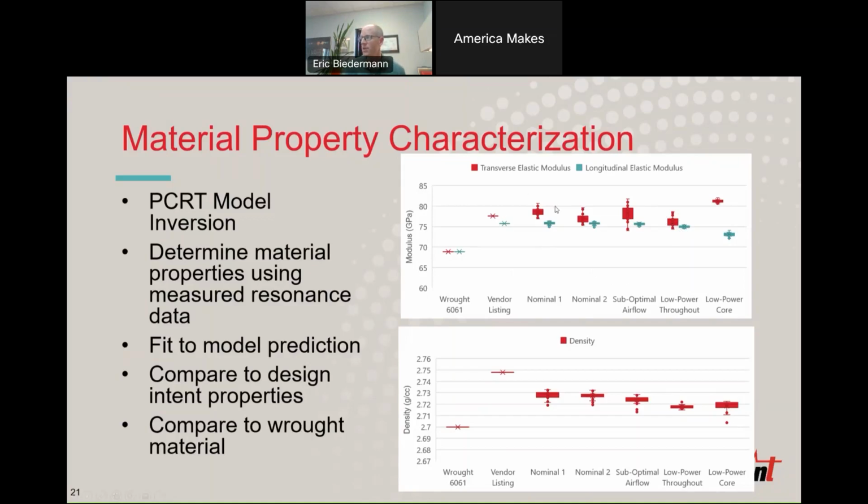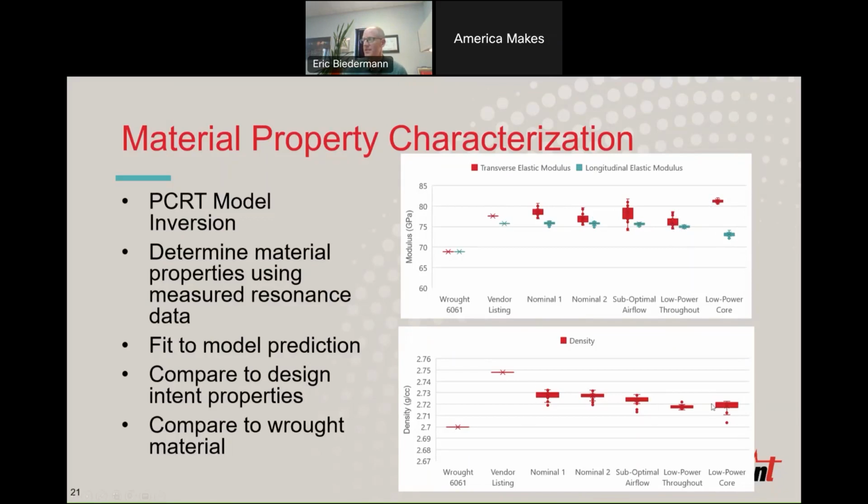And we see that the nominal components line up quite well with the material properties from the vendor's listed material properties. We see that when we introduce off-nominal processing, we see changes in those material properties like you'd expect. There's more variation within the population, so less consistency for the suboptimal airflow. When the laser power is reduced throughout the part, the average for that population goes down relative to nominal. And then we see a significant level of anisotropy in the low power core. And so that's capturing that discontinuity in material properties between the core region and the external region. Its effective material properties are highly anisotropic.